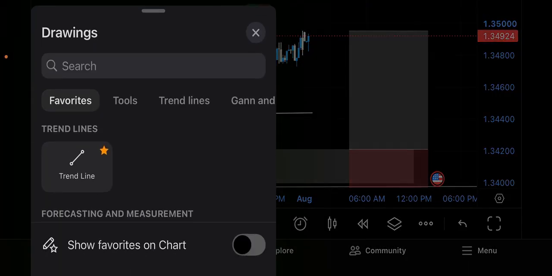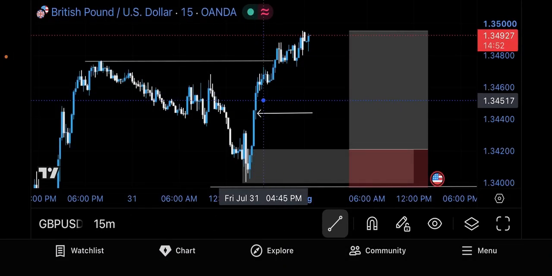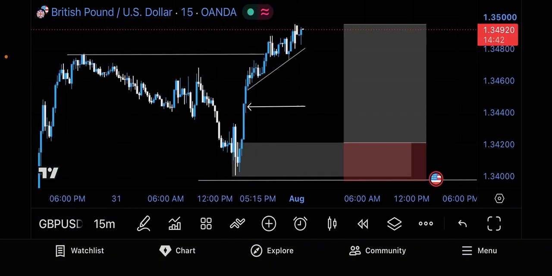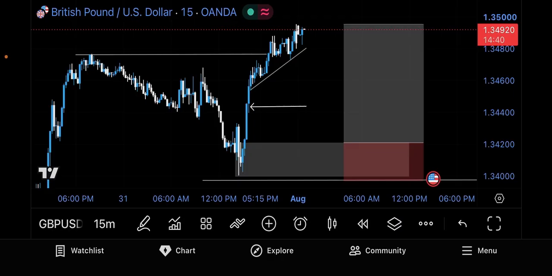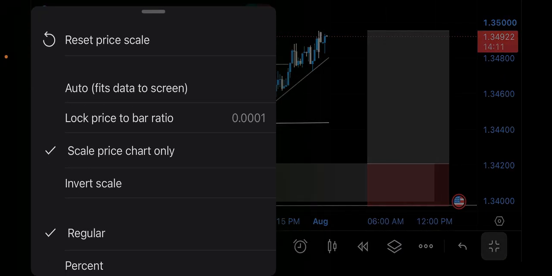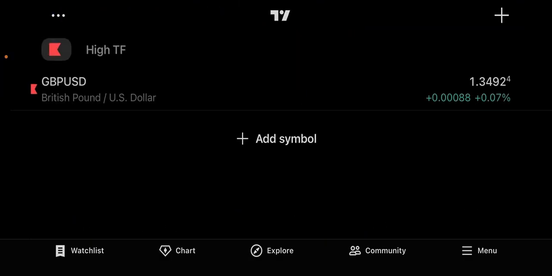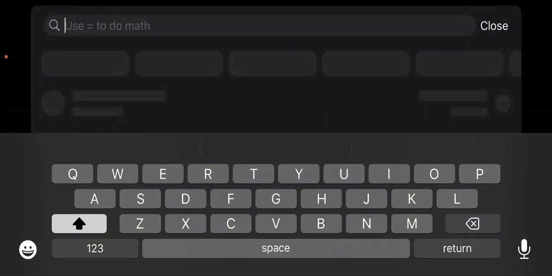Why? Because there is an imbalance and there is this liquidity sitting at this level. So this is a very nice trade. That is the analysis for GBPUSD, a very beautiful trade. So let's jump down to XAUUSD and know what price is doing.